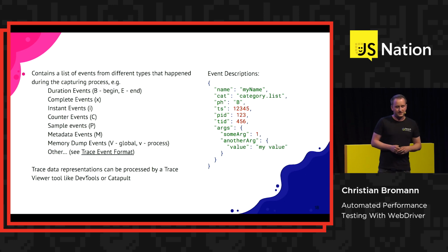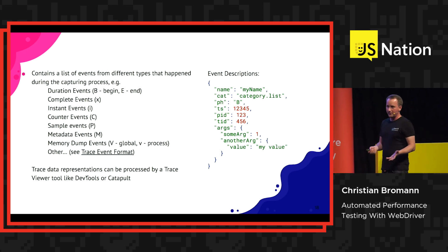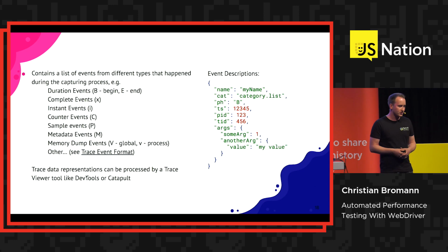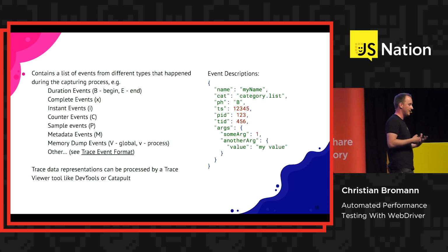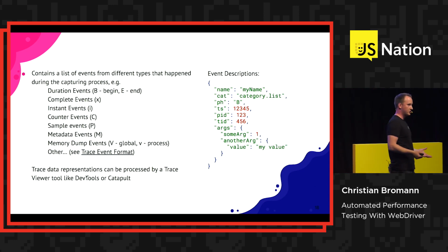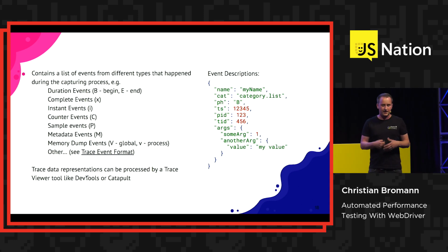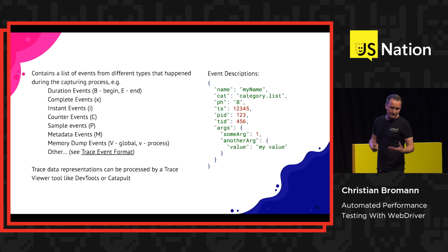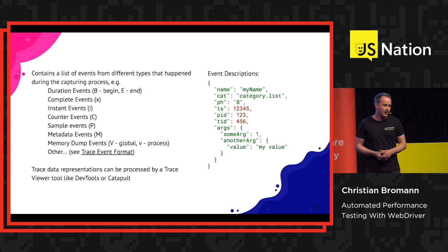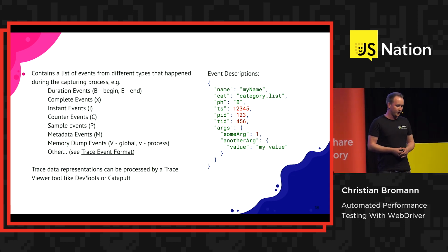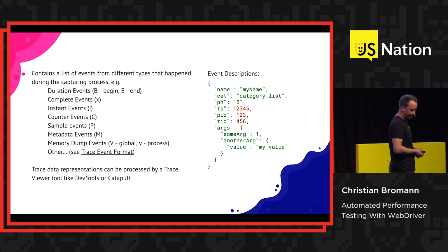So I was asking myself that question. I looked into what's actually in those trace logs. And those trace logs are JSON files that contain a bunch of trace events. A trace event can have different types. There are like duration events, complete events, instance events, a whole variety of trace events that you can define, and they're actually defined in a specific trace event format.